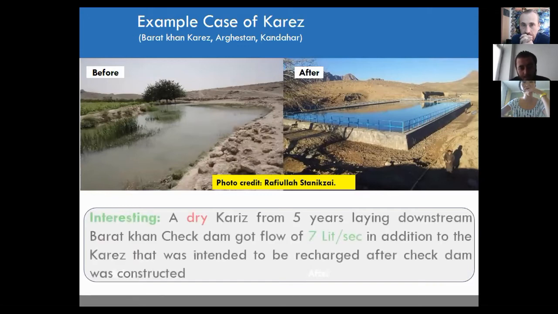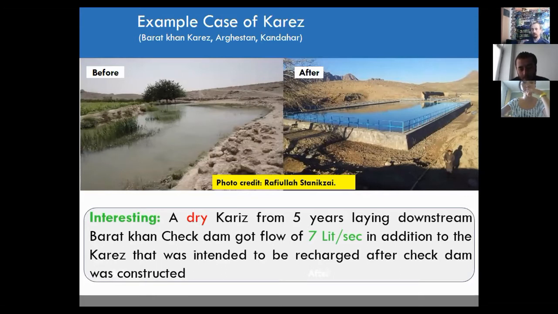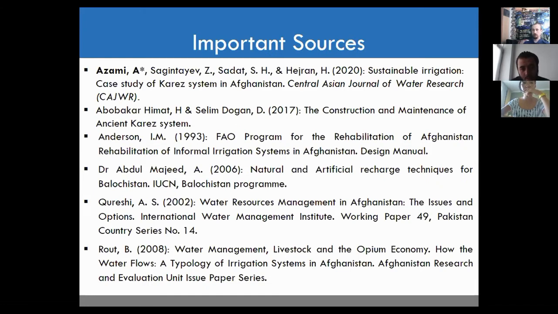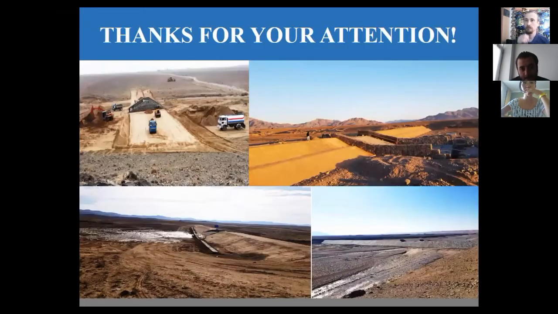And an interesting thing: a Kariz that had been dry for 5 years, lying downstream of this Barakhan Kariz in Kandahar. The check dam got a flow of 7 liters per second in addition to the Kariz that was intended to be recharged after the check dam was constructed. It was a good point that I mentioned. Also, these are important sources that I've used. And thank you for your attention. That's all, Professor.